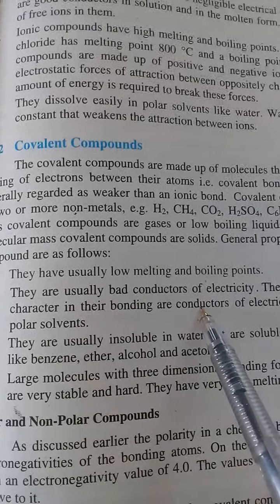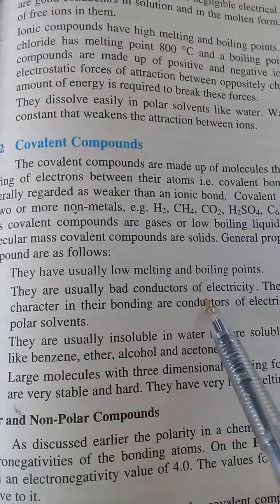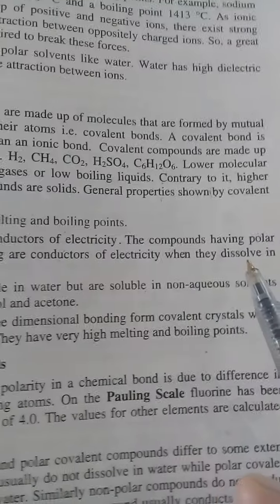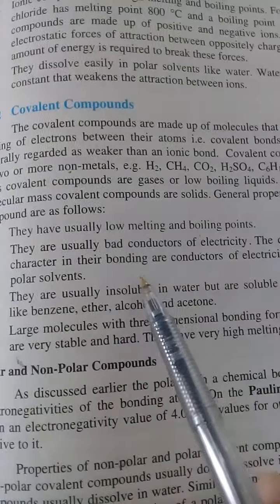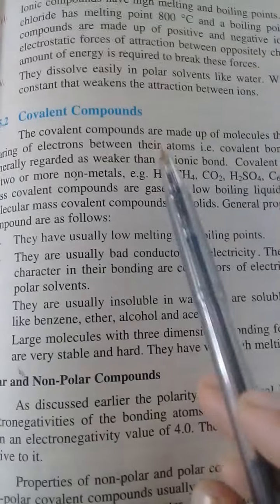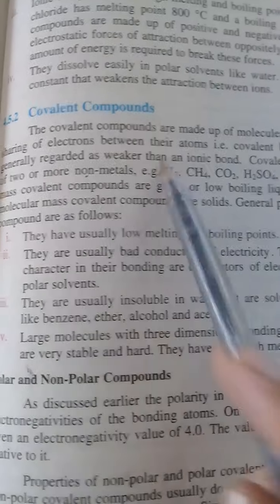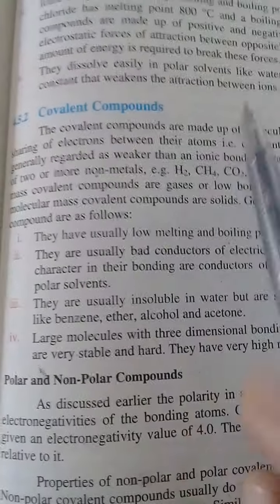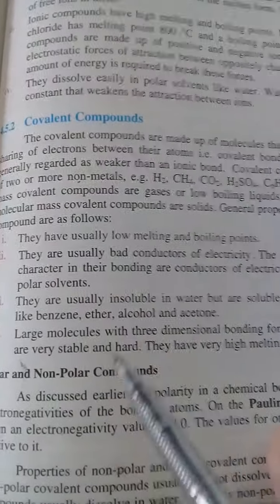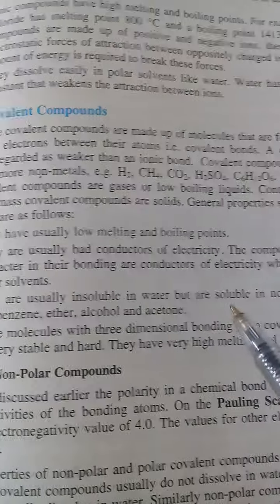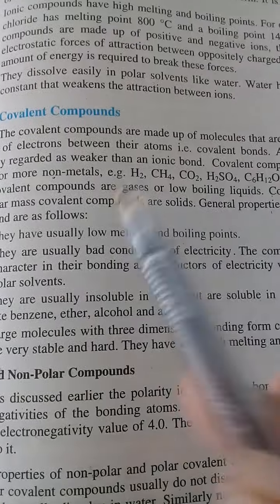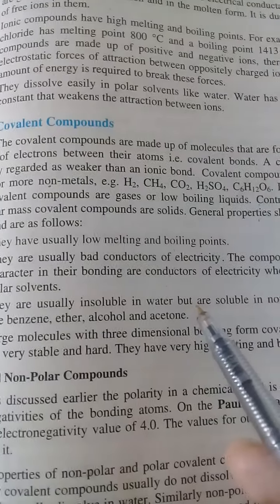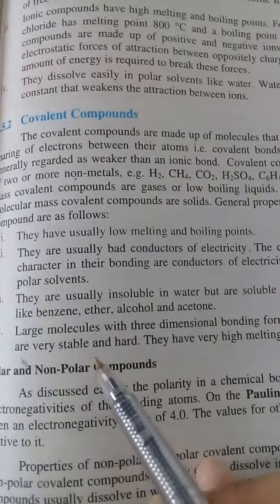They are poor conductors of electricity because they don't have any charge. Compounds having polar character in their bonding are conductors of electricity, but not as good as ionic compounds. Covalent compounds are soluble in covalent solvents. They are insoluble in water because water is polar in nature, and like dissolves like.